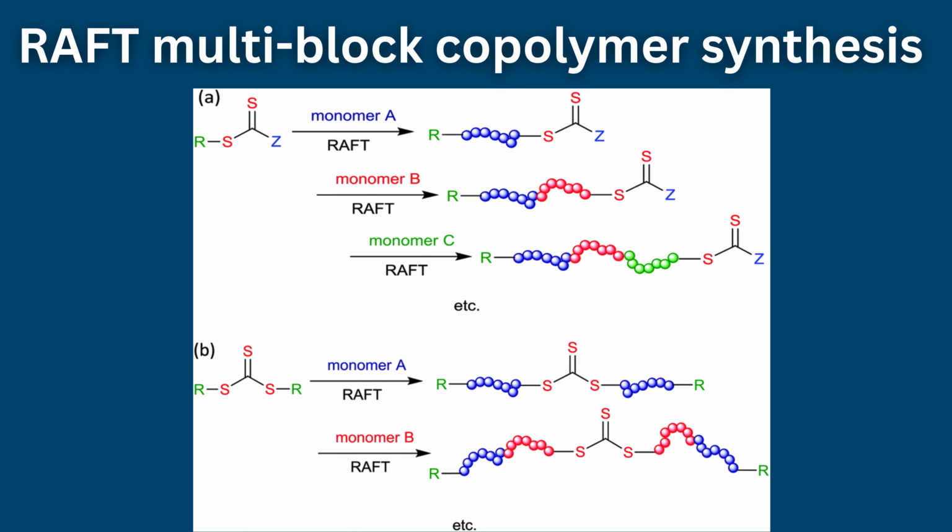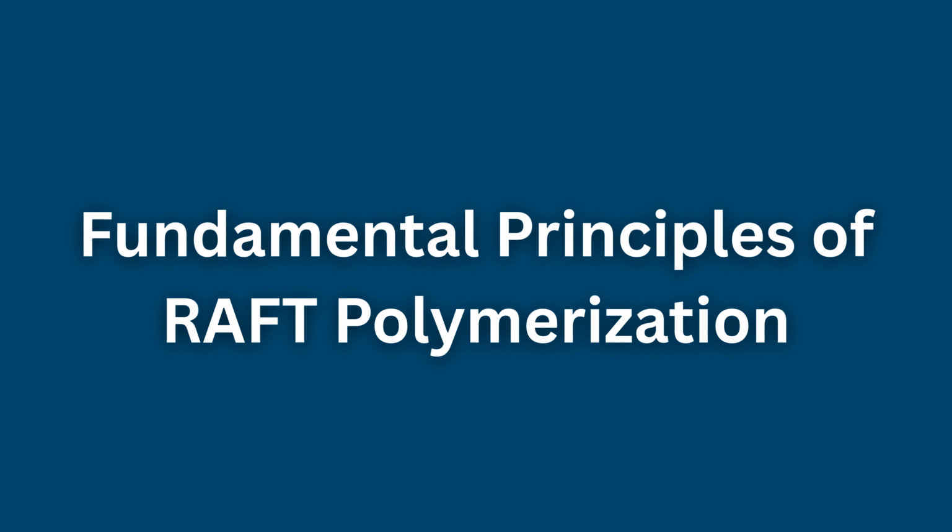Since then, RAFT polymerization has evolved into a powerful synthetic tool for designing advanced polymer architectures, including block copolymers, star polymers, polymer brushes, and gradient polymers. RAFT polymerization maintains control over polymer growth via a reversible chain transfer process mediated by thiocarbonyl thiol compounds, commonly known as RAFT agents. These compounds regulate radical activity through a dynamic equilibrium between active propagating radicals and dormant polymer chains.